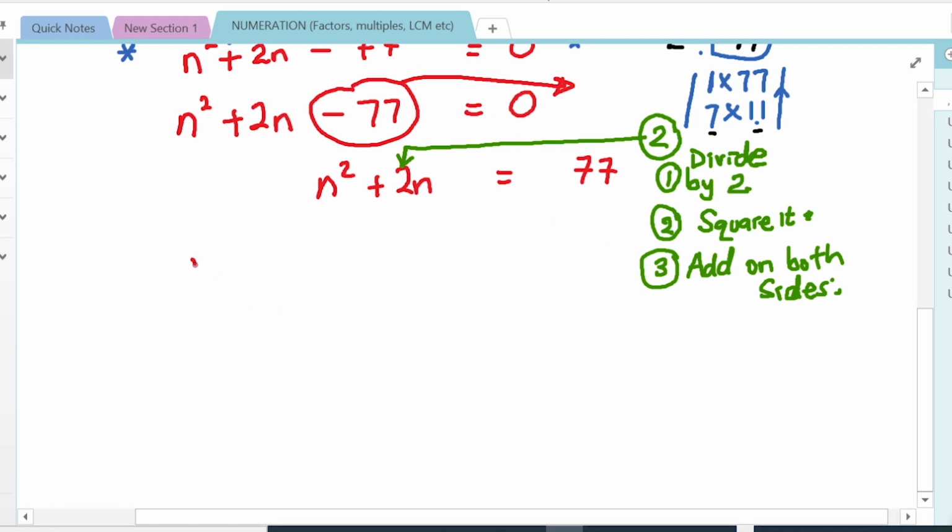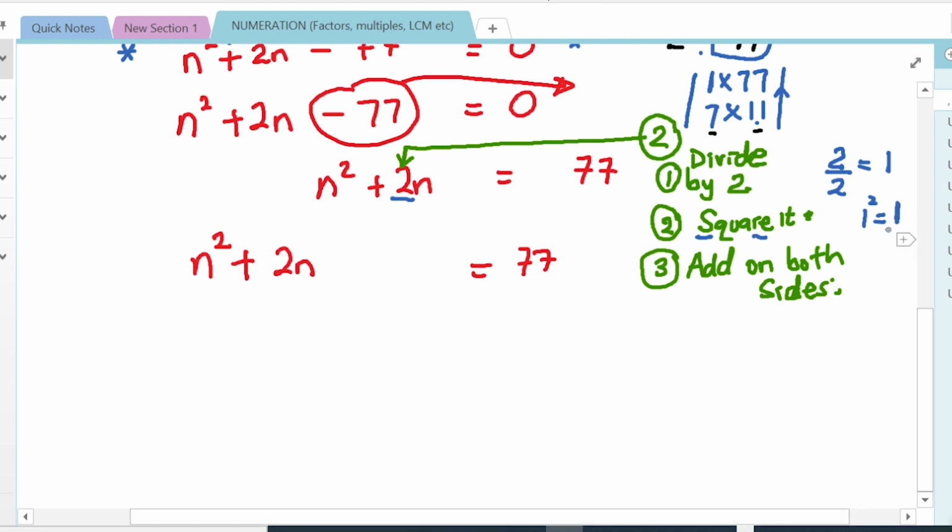So this is going to become n squared plus 2n, of course equal to 77. The number here is 2, right? So it is 2 divided by 2. When we divide 2 by 2, what do we get? We get 1. After getting 1, step 2 is squaring the 1. So 1 squared will give us 1.